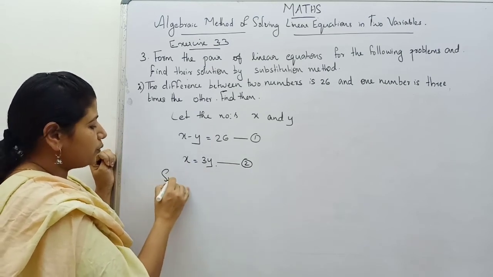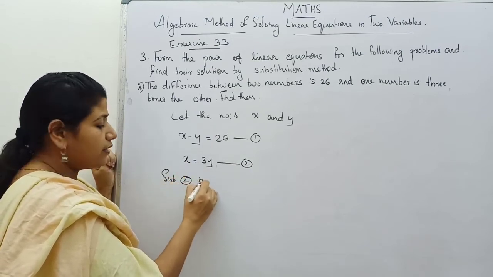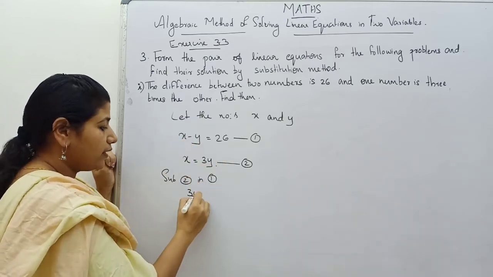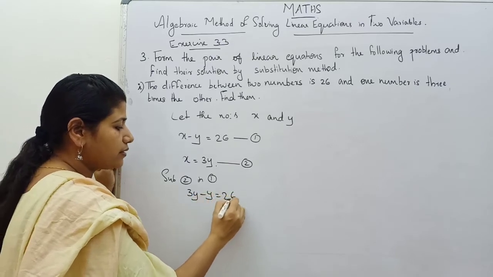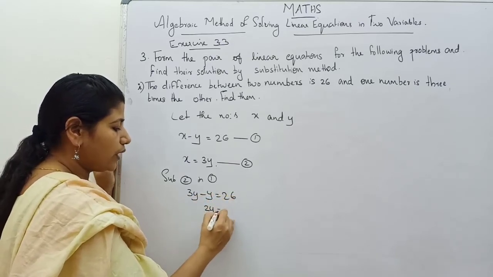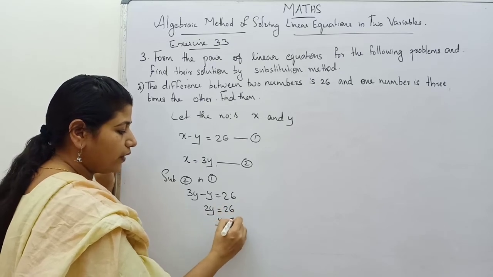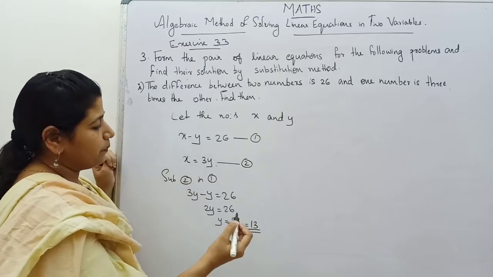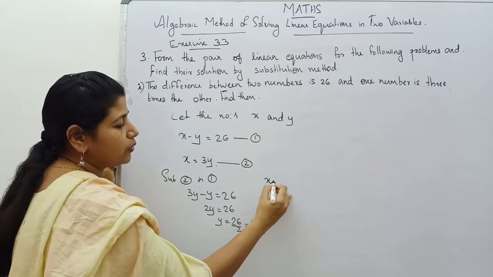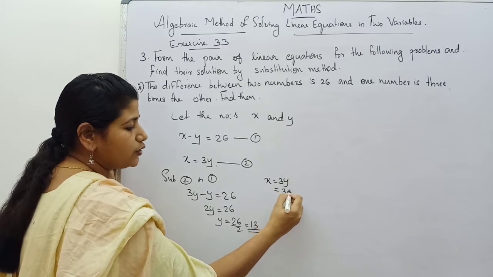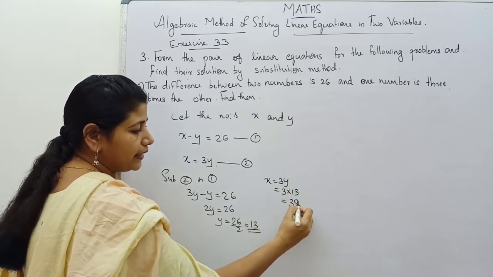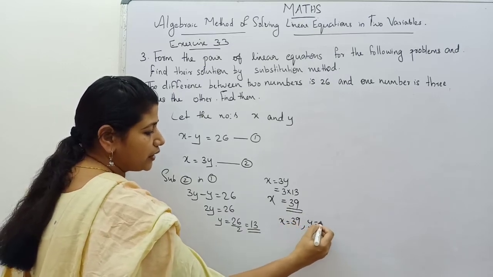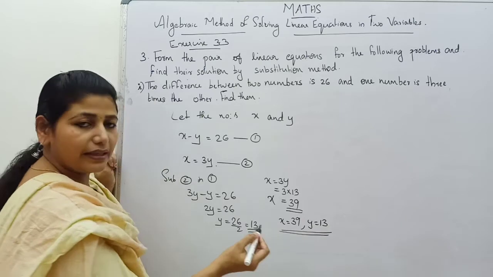So you can substitute 2 in 1. Here instead of x we are using 3y. 3y minus y equal to 26, or 3y minus y is 2y. 2y equal to 26, and what about y? y equal to 26 by 2, which is 13. So you have got y as 13. Then what about x? x is equal to 3y, so you can write 3 into 13, so it will be 39. So your answers are x is equal to 39 and y equal to 13. So your numbers are 39 and 13.